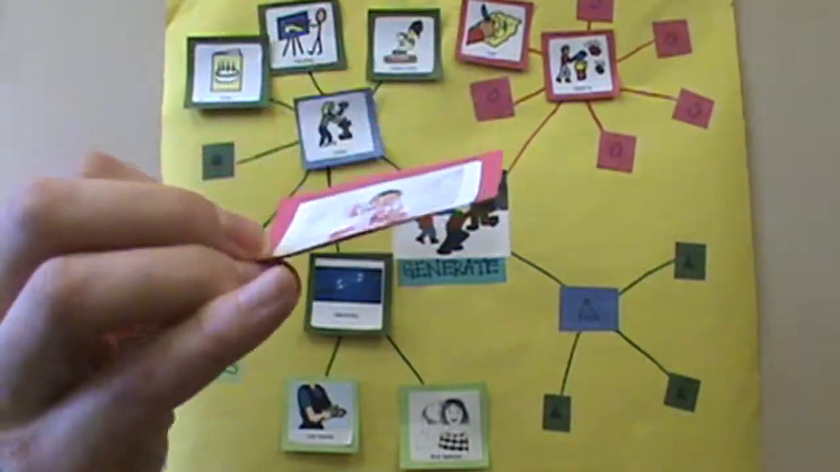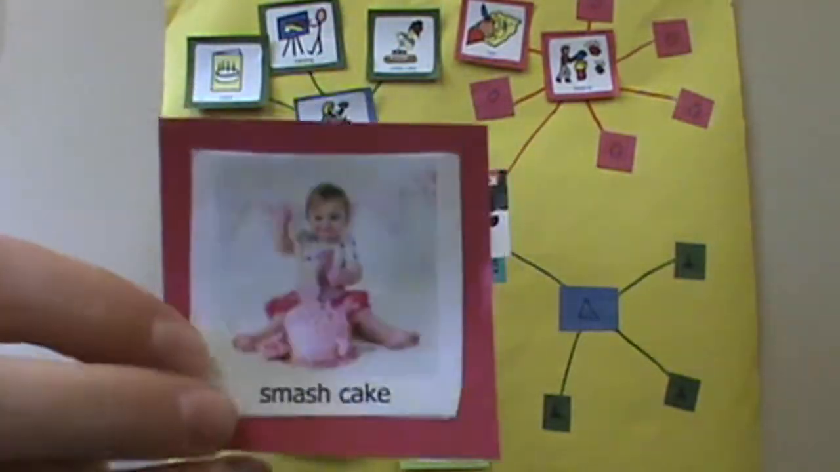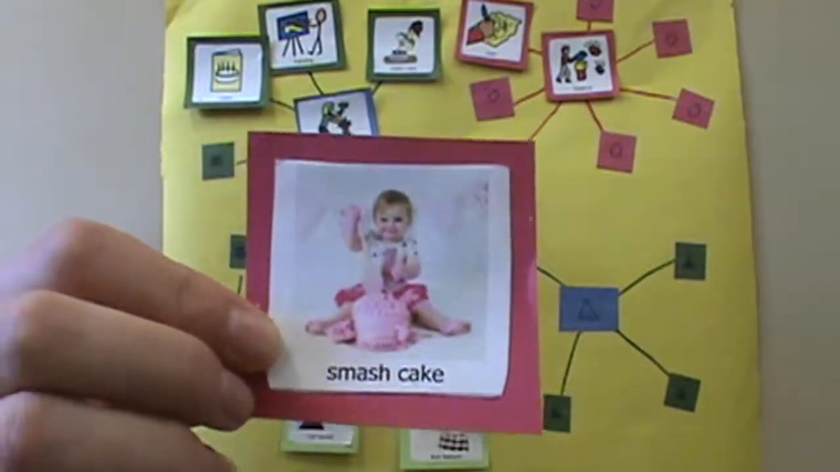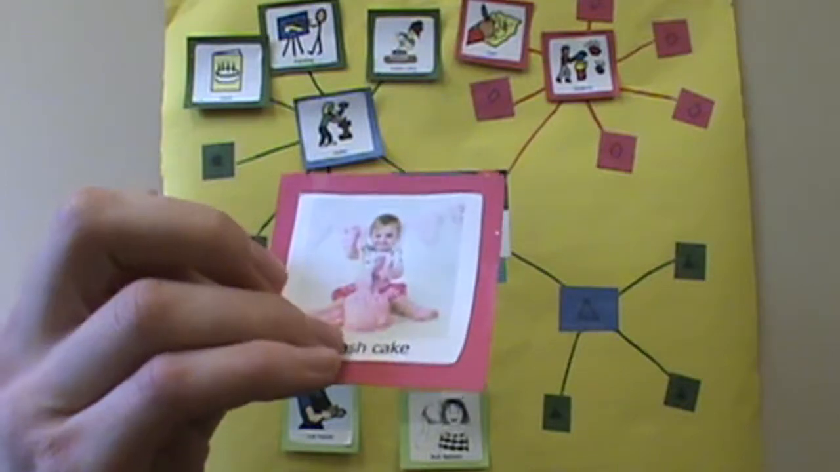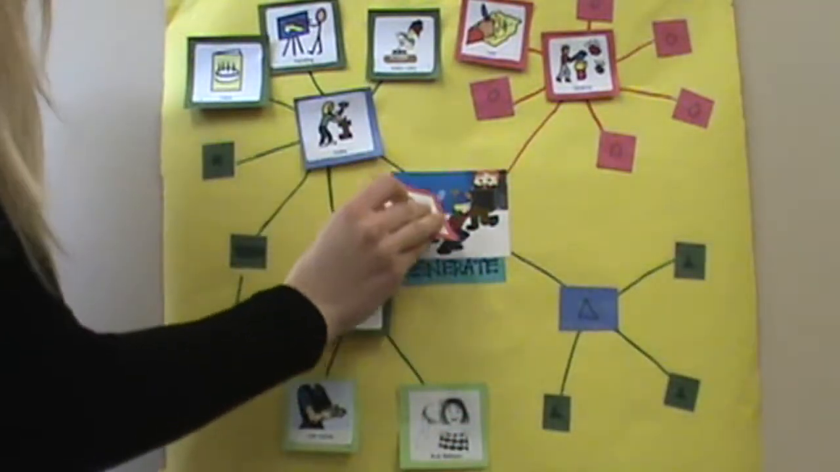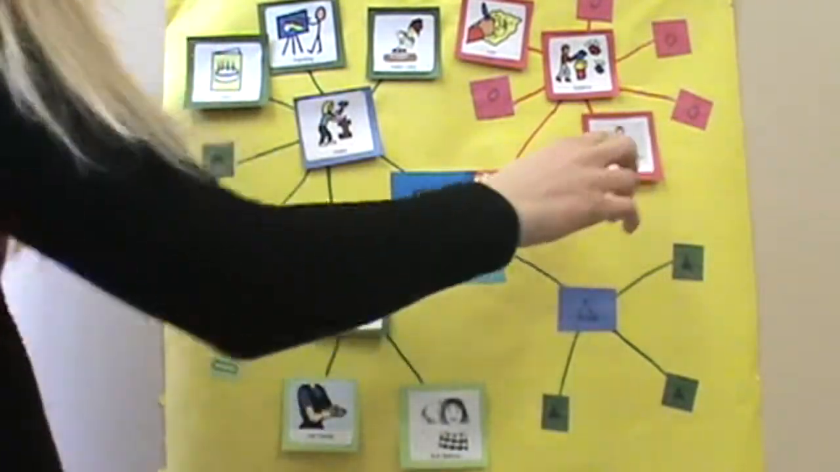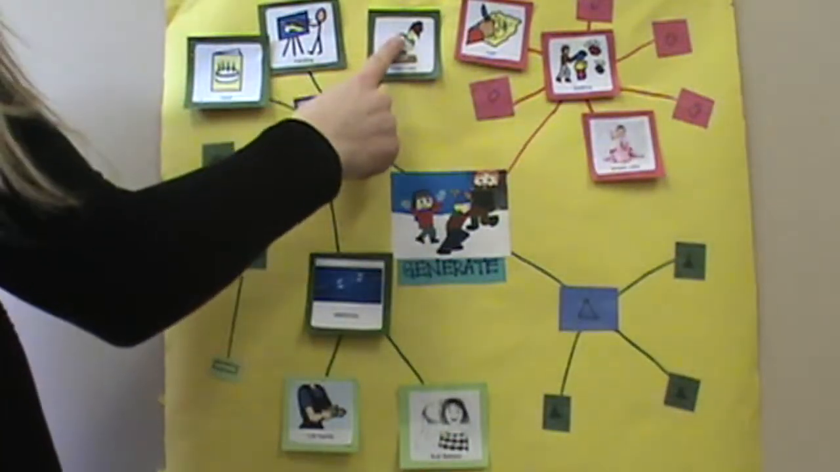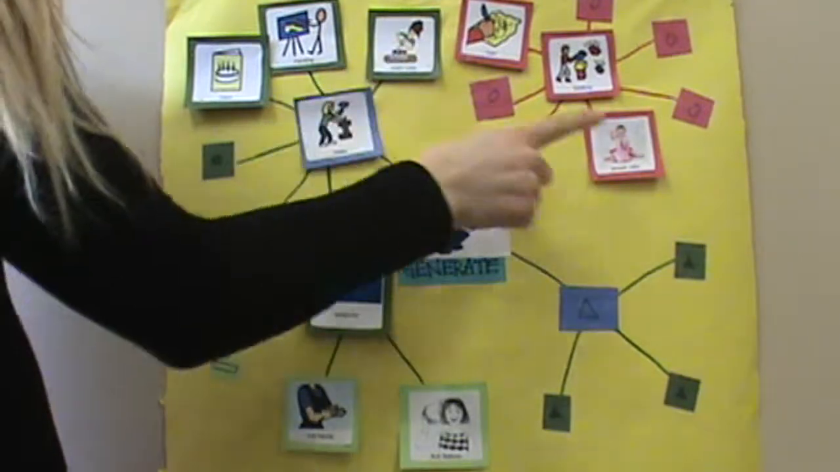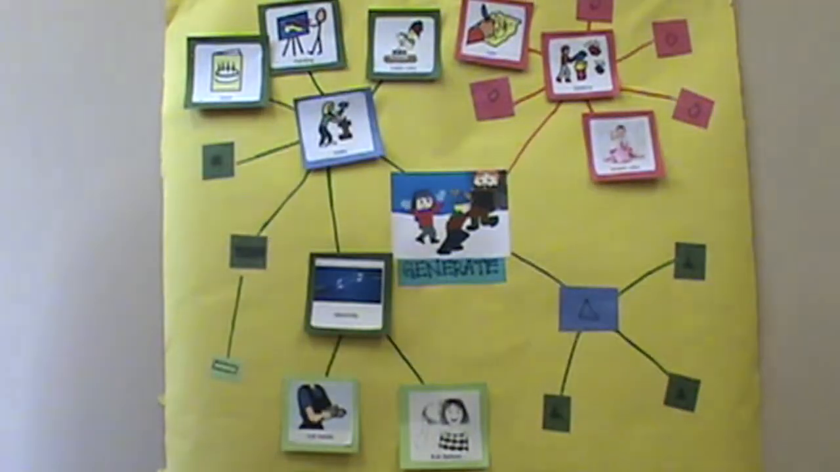So maybe the child picks this one. Oh, is this baby making a cake? Are they generating a cake? No, they're smashing it. That doesn't mean generate. That's the opposite. It goes over here. That means destroy. They're smashing it. Over here she was making or generating a cake, but not over here.